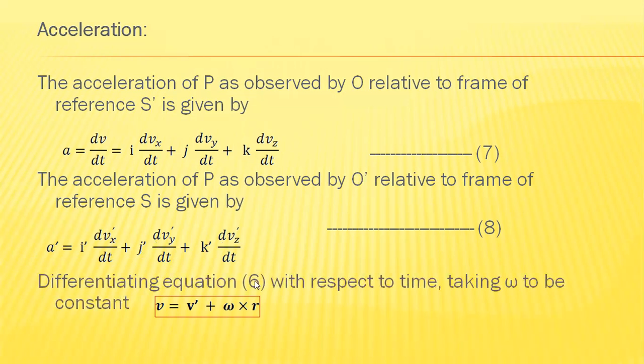Now differentiating equation 6 with respect to time, taking omega to be constant, because frame of reference S' is moving with a uniform angular velocity. Therefore omega is constant and the position vector is the same for both observers. Differentiating equation 6, we get dv/dt equals dv'/dt plus omega into dr/dt, taking omega as a constant term.